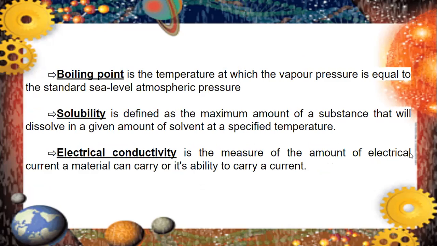Another is the boiling point. Boiling point is the temperature at which the vapor pressure is equal to the standard sea level atmospheric pressure. So boiling point is the temperature at which an object can boil. Next, the solubility.